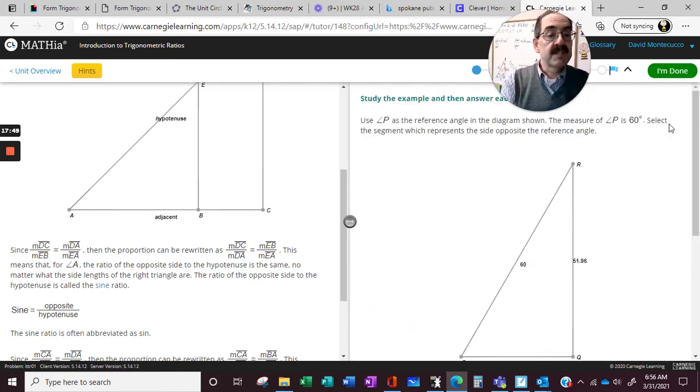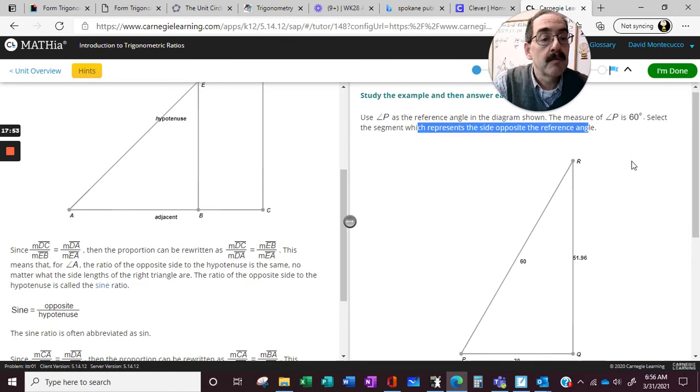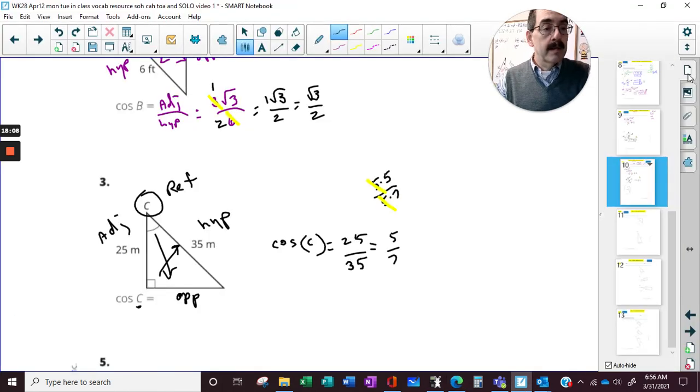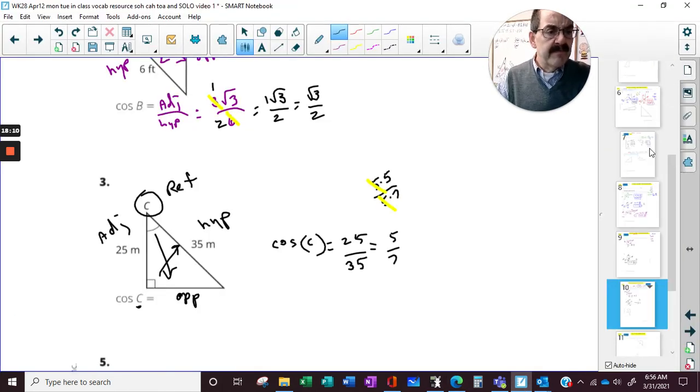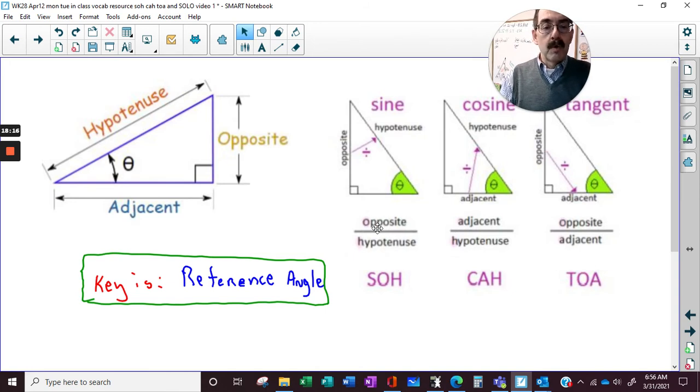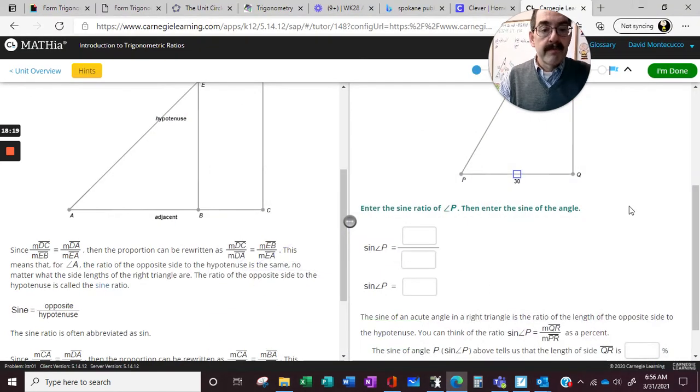Okay? Use the reference angle in the diagram. The measure of angle P is 60. Select the segment which represents the opposite, the reference angle. Okay? The sine ratio. The sine. SOH CAH TOA. And this is where I want you to have your reference sheet out. Okay? And let's just grab our reference sheet. Our cheat sheet. Boom. So here's our cheat sheet. Alright? So, opposite over hypotenuse.